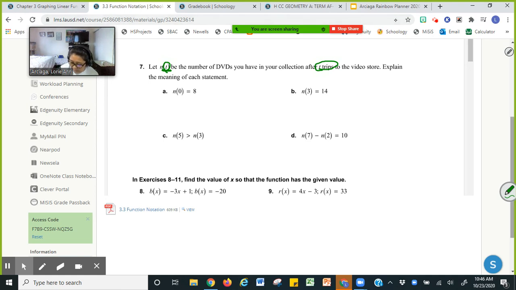So for letter A, n of 0 is equal to 8. So that means how many DVDs you had? You had 8. So you can say, I had 8 DVDs. Have you visited the store? Well, no, because it's 0. That's 0 trips, right? So I had 8 DVDs before maybe buying from the store or visiting the store. So that's pretty much what we're doing. We're just writing the story behind those symbols.